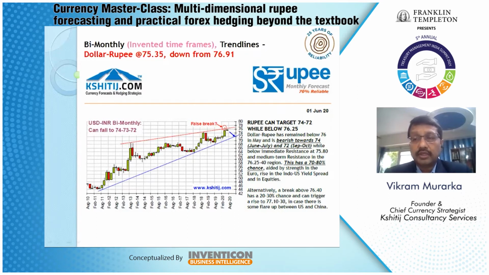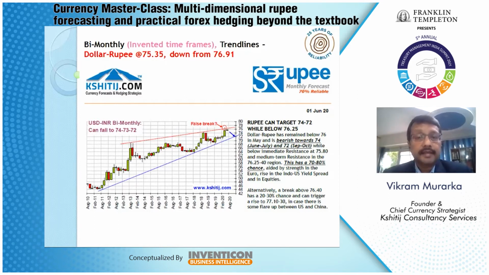This is a study that was done on 1st of June 20. Dollar rupee was 75.35. That had come down from a high of 76.91. That 76.91 on this bi-monthly candle chart, we figured out was a false break. And therefore, with the use of simple trend lines, we said that there was a chance that dollar rupee could come down to 72. And you know what dollar rupee has done after that? So again, a 1 year ahead forecast based just on long histories and large time frames. So the important thing that I'm telling you is long histories, large time frames.